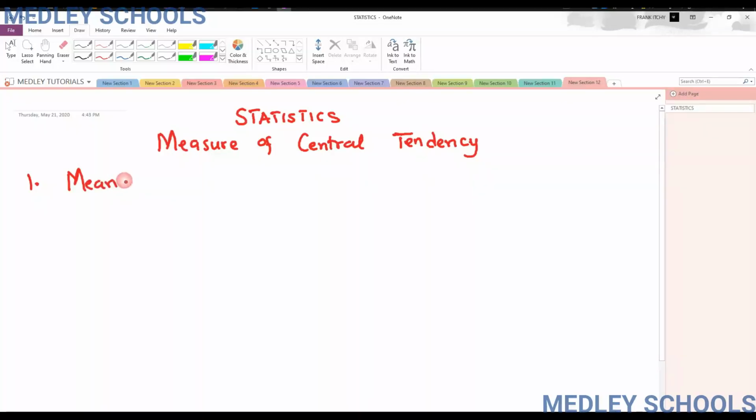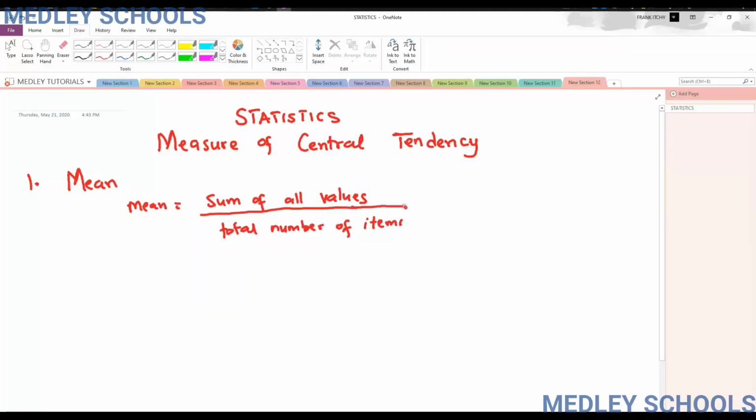So the first one is the mean. The mean of data is just like the average of data. Now, if we are given raw data, the mean is equal to the sum of all values over the total number of items given. This can be done by adding all the values given to us and dividing by the number. For example, if you're given 4, 5, 6, 7, 8, that is 5 items. We add all the numbers together and divide by 5. You understand this better when we solve an example.